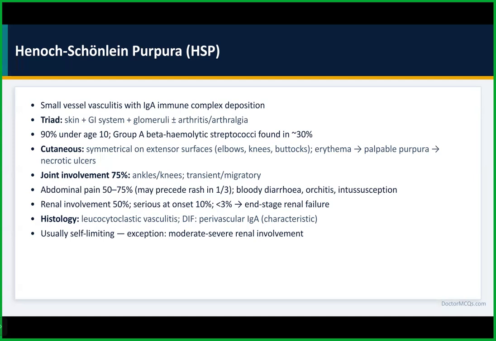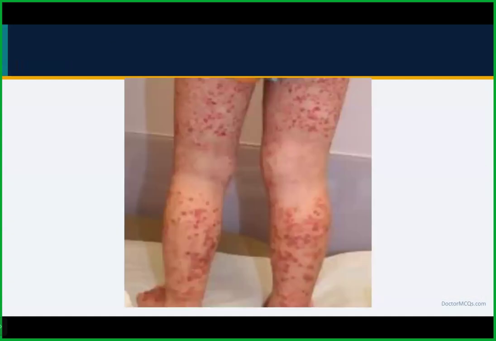Even though it's in children, it's kind of reassuring because all you need to do is supportive care. Just give analgesia, adequate hydration, monitor the blood pressure, and keep checking the urinalysis of the patient. Steroids could be given in severe abdominal cases or if there is renal and GI involvement, but that's not our domain. We are going to refer the patient. This is purpura, mostly on the backside of the legs and the buttocks of the child.